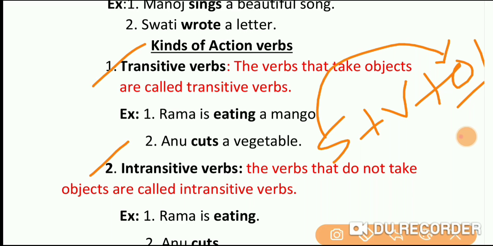If the verb takes object, if it is followed from subject to object, that is called transitive verb.